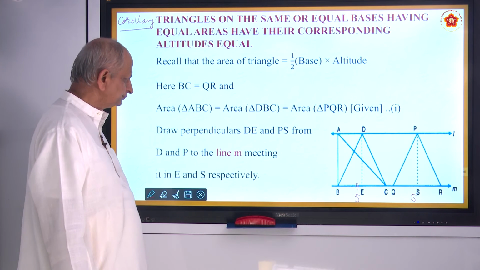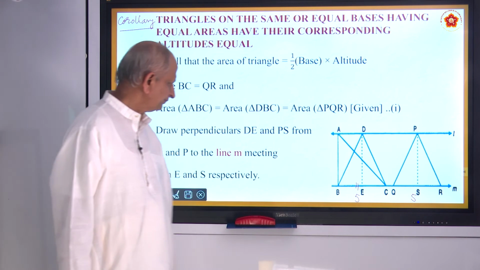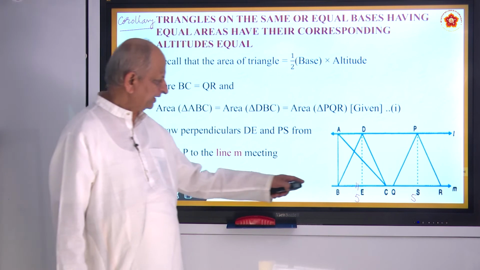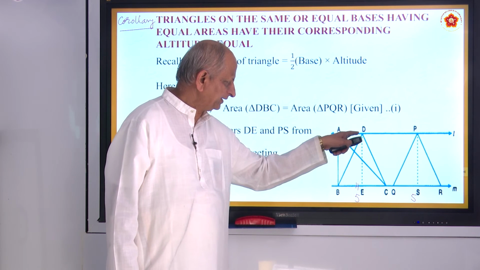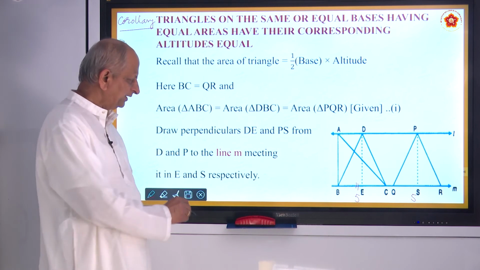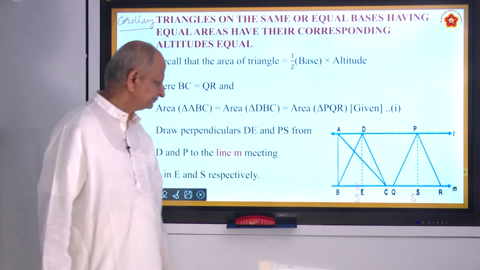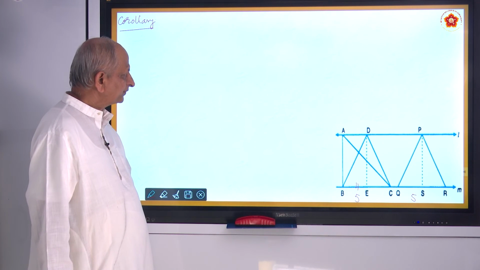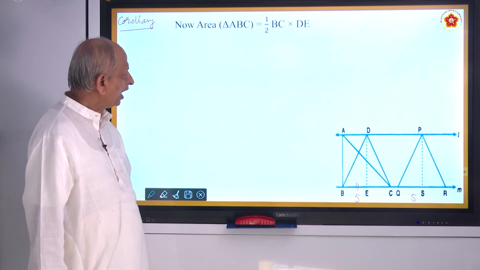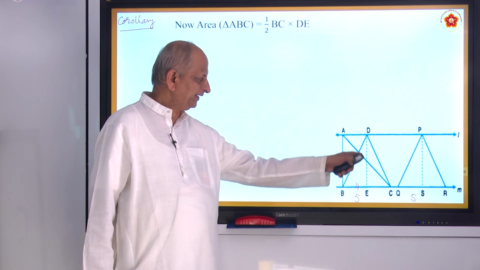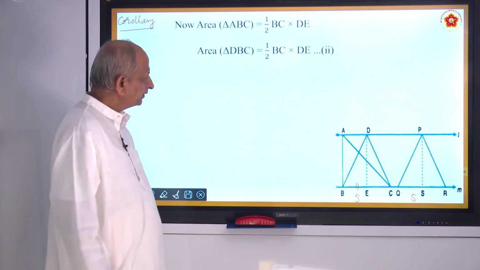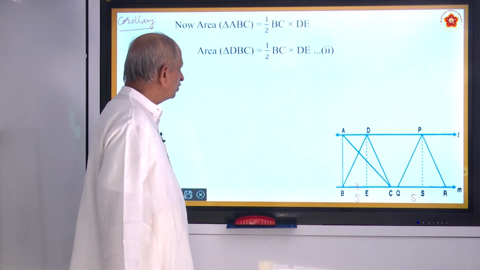And therefore, if you draw perpendiculars DE and PS to the line M meeting at E and S, so this is line M, you have drawn perpendiculars from line L. We call them DE and PS. So they will meet at points called E and S. That's what you have to prove. So now area of triangle ABC is equal to half of BC into ED. What is ED? Altitude. Similarly, area of triangle DBC is equal to half of BC into DE. So right sides are equal.